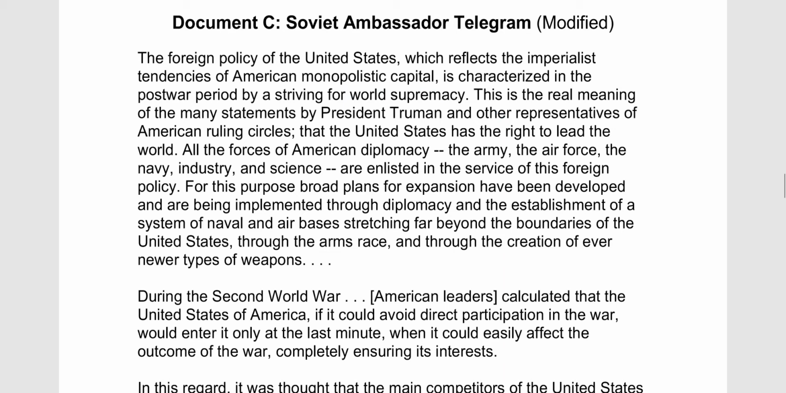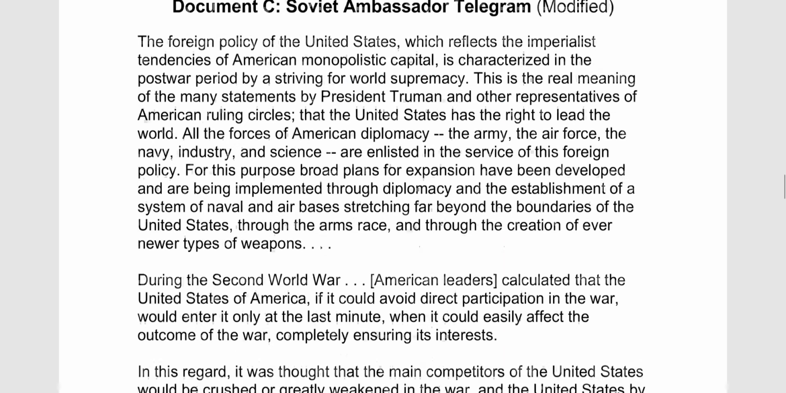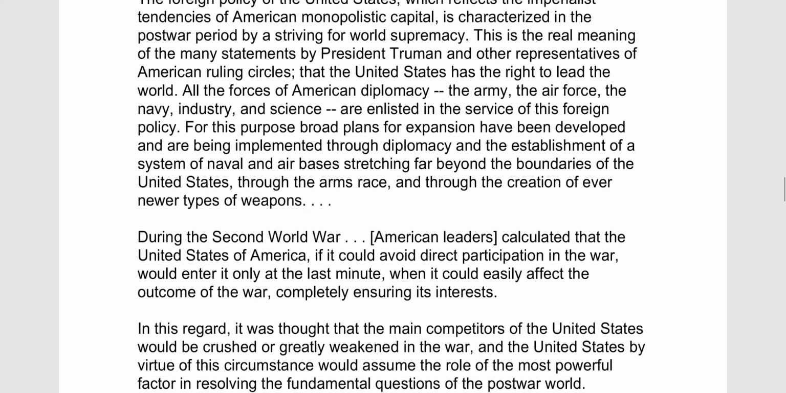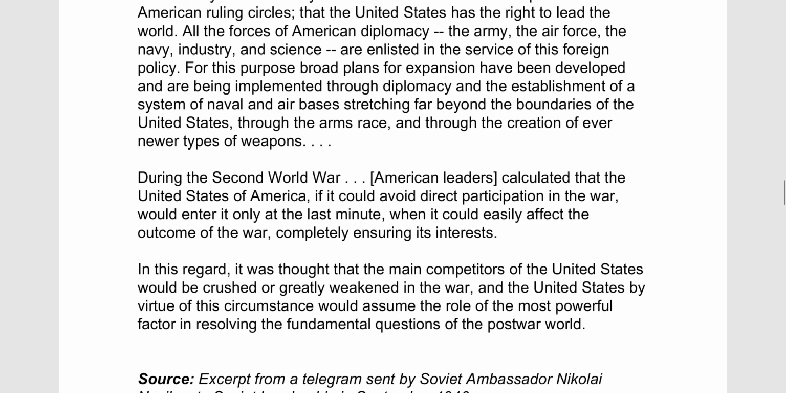This is the real meaning of the many statements by President Truman and other representatives of American ruling circles, that the United States has the right to lead the world. All the forces of American diplomacy, the Army, the Air Force, the Navy, industry, and science, are enlisted in the service of this foreign policy. For this purpose, broad plans for expansion have been developed and are being implemented through diplomacy and the establishment of a system of naval and air bases stretching far beyond the boundaries of the United States, through the arms race and through the creation of ever newer types of weapons. So, at least stated here, the USSR is also concerned about how fast arms are advancing and the more damaging new types of weapons. So, in statements, the positioning seemed to be very similar.